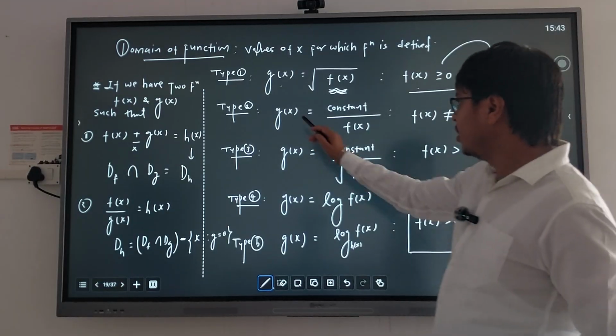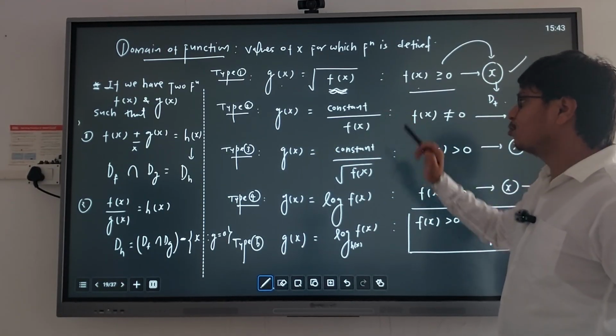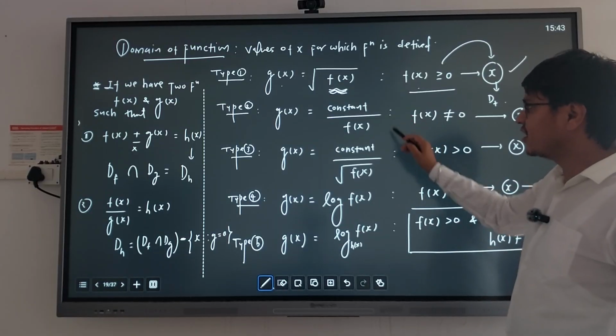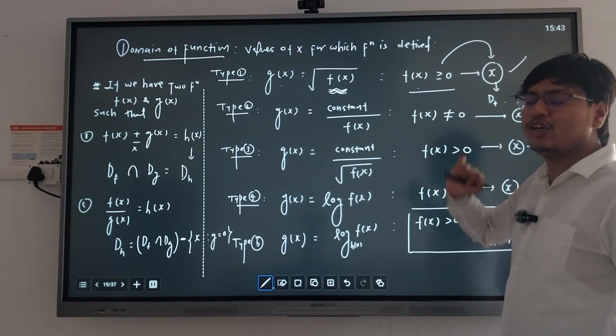Next one, if g(x) is defined like constant upon f(x) or f(x) upon g(x), any rational function, then we know that the denominator value can never be equal to 0.